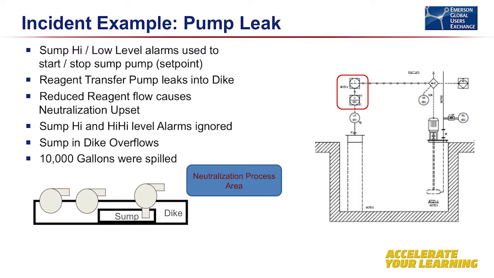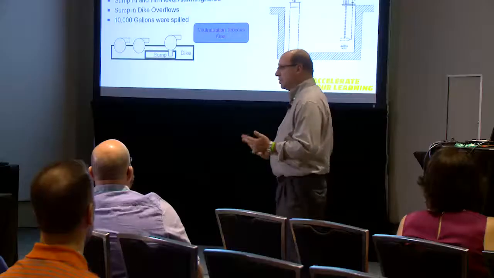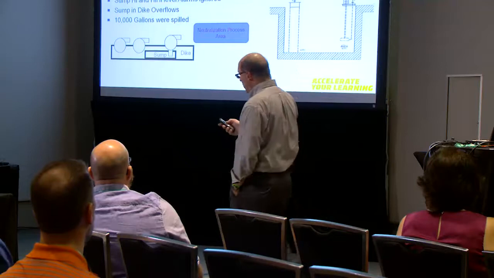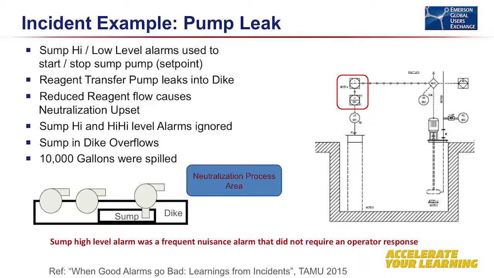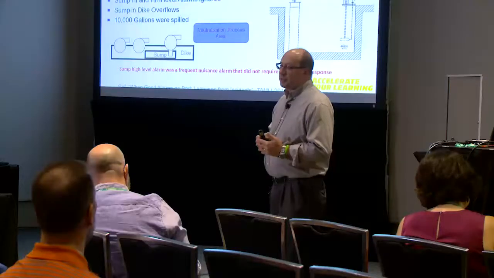The dike overflowed. The next thing you know, they spilled 10,000 gallons. It wasn't noticed until somebody was doing their rounds that they had a problem. So this is an example of where that sump high-level alarm was a nuisance alarm, and because of that, it caused the operator to not respond appropriately or not deal with that situation appropriately.